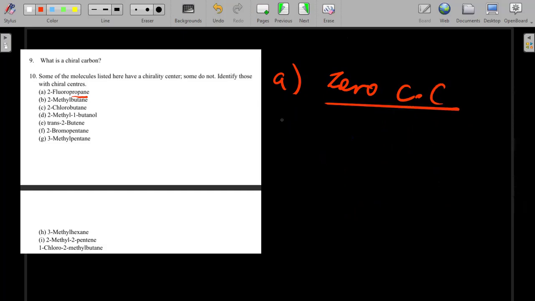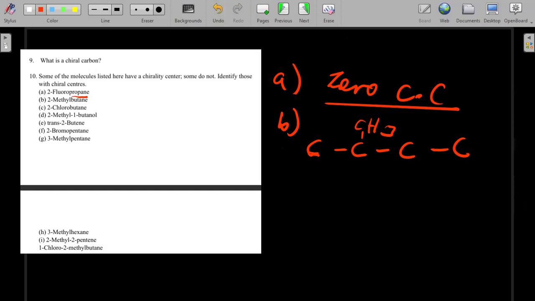Let's go to part B. So part B, you have 2-methyl butane. Butane is a 4 carbon molecule. So we have 1, 2, 3, 4 there. Then to this butane, at position number 2, we have a methyl group.